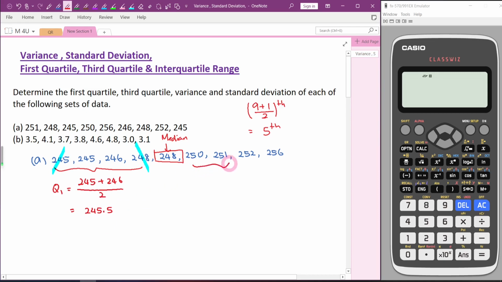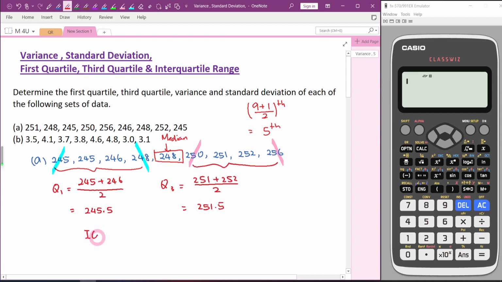So how about the third quartile? Focus here. Same thing, if you cut it like this, you will notice that these 2 are the middle values, right? To get the third quartile, we need to take these 2 middle values, add up together, and then divide by 2. We find the mean of these 2 middle values, which is equal to 251.5.